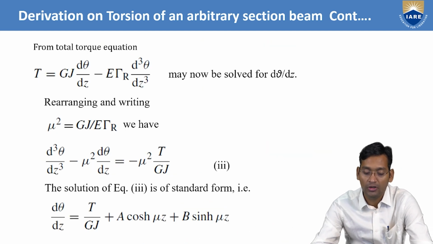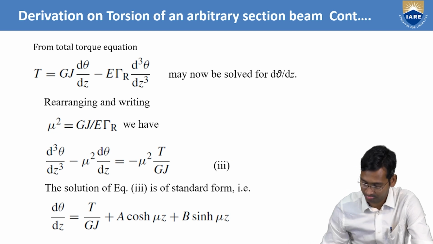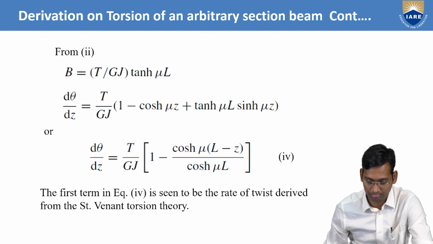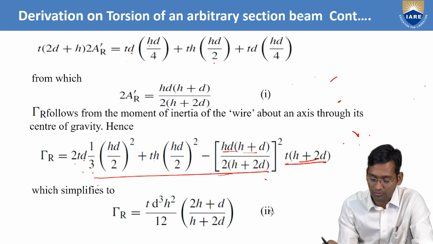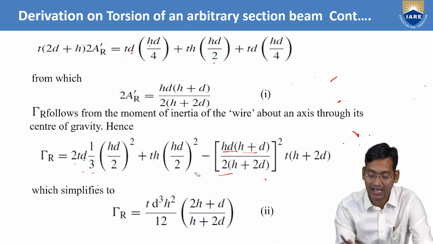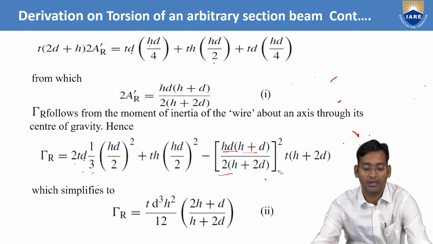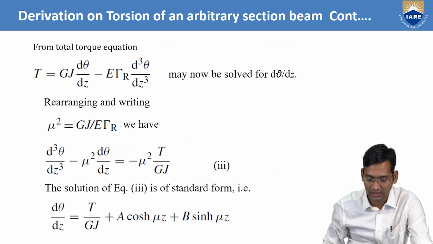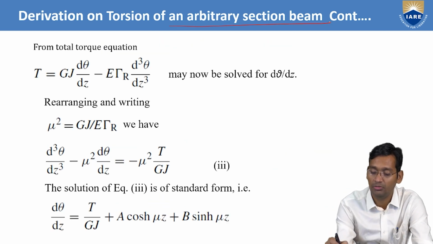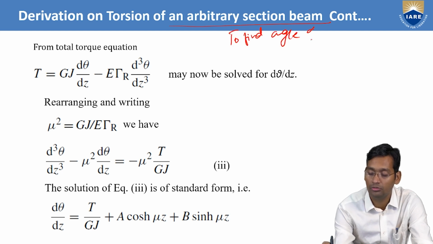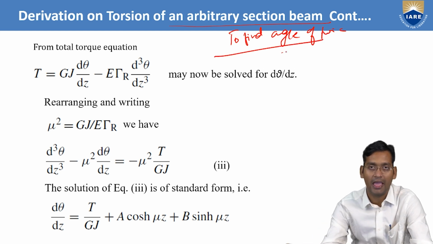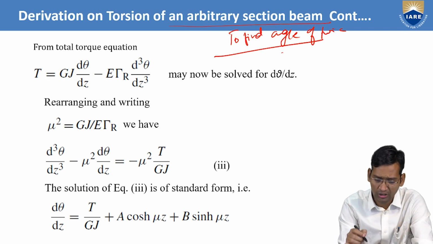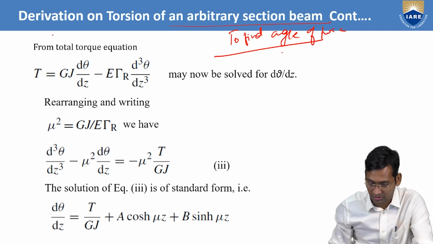Okay, so now from the total torque equation, we got this torque value. Now suppose they ask to find the angle of twist. So from the same figure, we can do a derivation of an arbitrary section beam to find the angle of twist. I missed writing that here. So we can continue to find the angle of twist. Okay, so let's see from the total torque equation what we have.